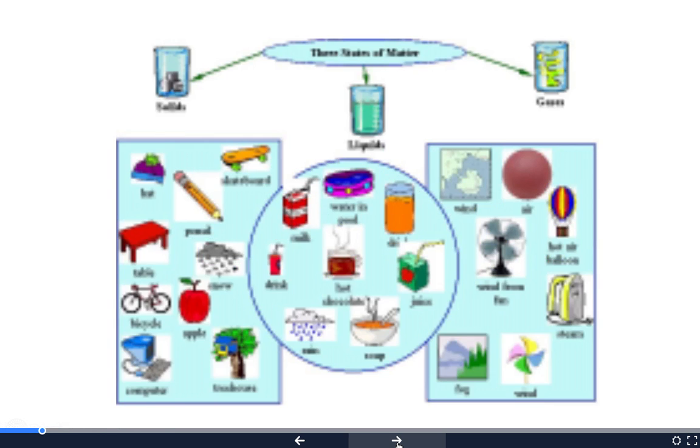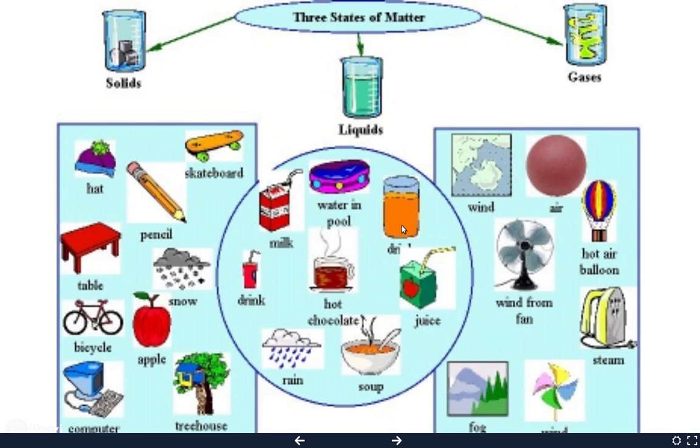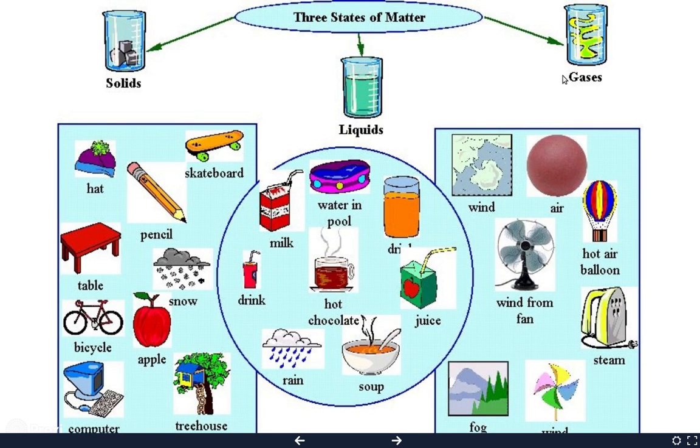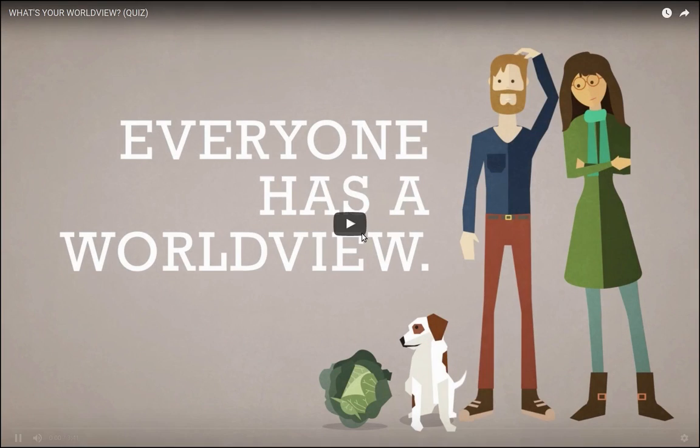So let's look at this first slide here. It just shows you the different kinds of matter that you might see: solids, liquids, and gases. Some of the solids are pencils and tables and apples; the liquids, we're familiar with liquids, rain, drinks; and gases like air and wind. Wind is just moving gases. All of these things take up some kind of space and have some kind of mass, so they're all matter. Now I want you to watch this video for a moment, and pay attention to the worldview that you see here.